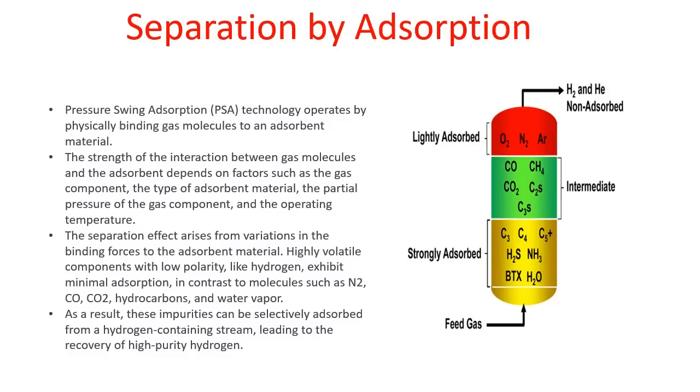Highly volatile components with low polarity, such as hydrogen, exhibit minimal adsorption, in contrast to molecules such as nitrogen, carbon monoxide, carbon dioxide, hydrocarbon, and water vapor. As a result, these impurities can be selectively adsorbed from the hydrogen containing stream, leading to the recovery of high purity hydrogen. So the feed gas, which contains the impurities and hydrogen, when it goes through the adsorbent bed, all the impurities get adsorbed into the bed, and hydrogen is released from the top of the adsorbent vessel. So this is the basic operating principle or basic process behind this technique.